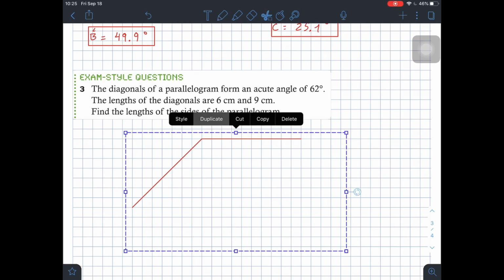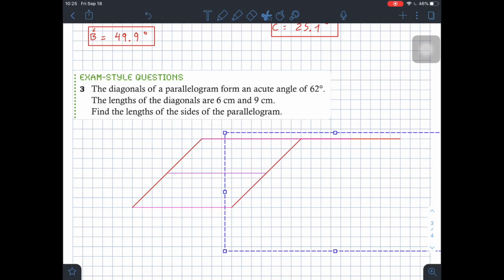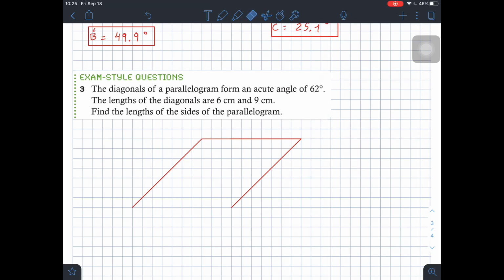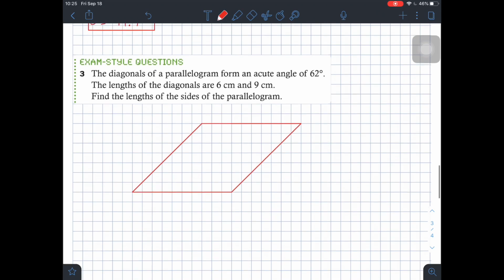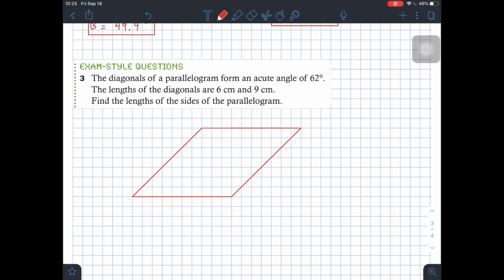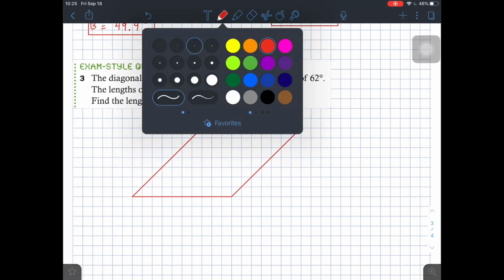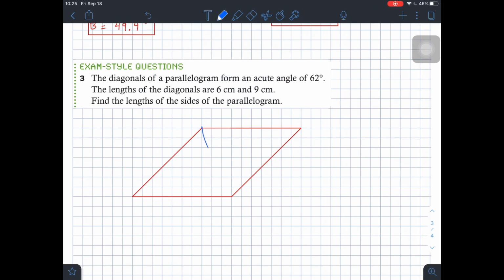Maybe if I duplicate it, it will be easier. I can put it here and erase this part. And here we have a parallelogram, okay? This is a parallelogram. So I'm gonna trace the diagonals of this parallelogram. I'm gonna use blue to trace the diagonals right here. This one and this one.